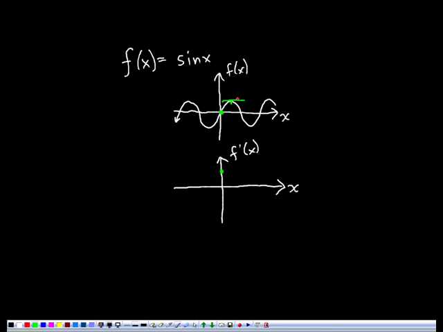Anytime you have a max like that, at the top of a hump, the tangent line is flat. It has the slope 0. So if I graph the derivative, the y-coordinate is going to be 0. Alright, if I go to this point, now the graph is going downward. Right, it has negative slope. So if I graph the derivative, it's going to have some negative y value. The y value here is equal to the slope of the graph at that point.